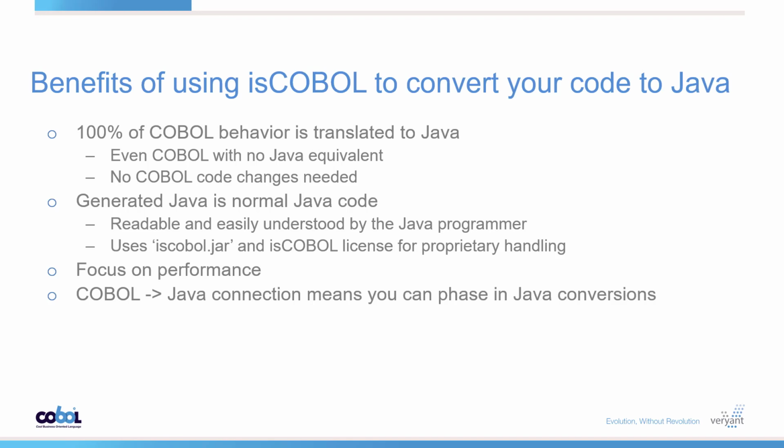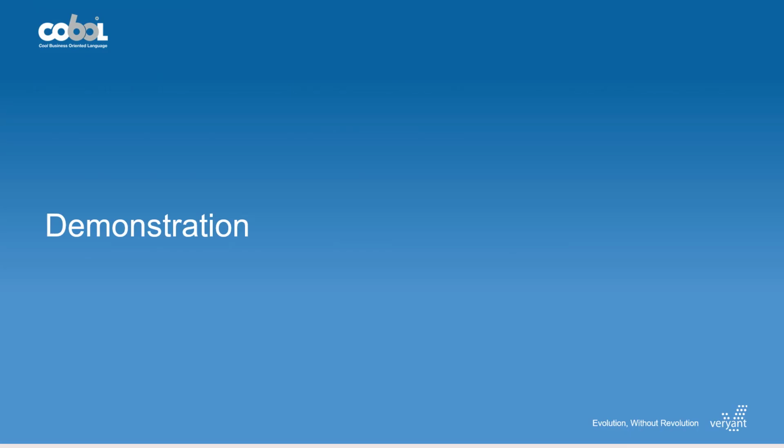With isCOBOL, you can migrate your code in stages because the Java and COBOL will work together seamlessly. And to help the Java programmer with the interaction between Java and COBOL, isCOBOL contains tools to create Java stub programs that help them map to data and classes and call statements. Well, let me show you what I mean.